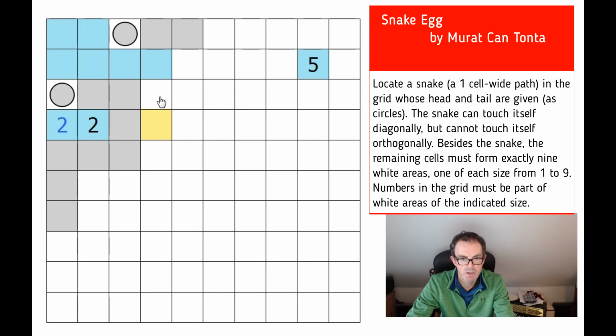And all of these squares now must be part of an area. Oh, I think I might have broken this. Oh no, it's okay, it's okay. 1, 2, 3, 4, 5, 6, 7, 8, 9 just works. So that is the 9 region. And this square therefore must be grey, because otherwise our 9 region is becoming too big for the puzzle.